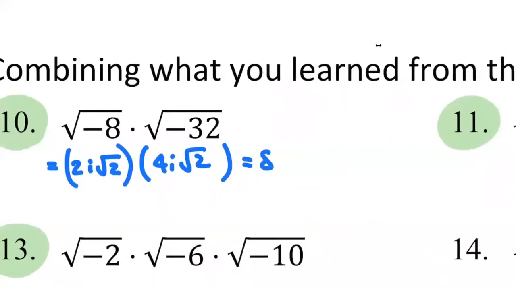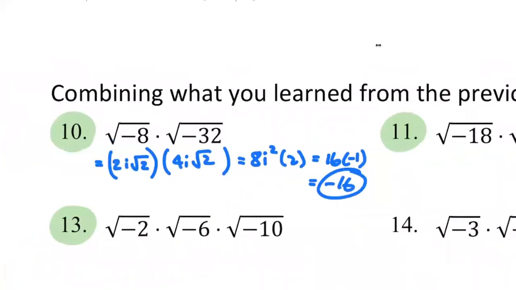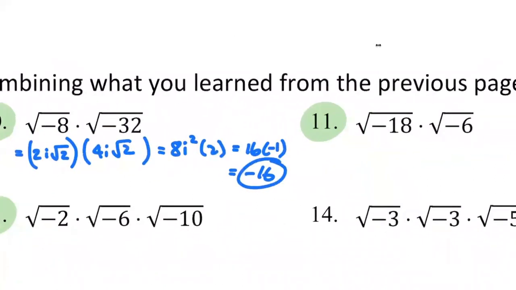That gives us 8i squared times 2 because root 2 times root 2 is 2. We know 8 times 2 is 16, and we also know that i squared is -1. So that means we have 16 times -1, which gives us -16. So very easy. Just make sure that you change the number to an imaginary number first. That is non-negotiable.